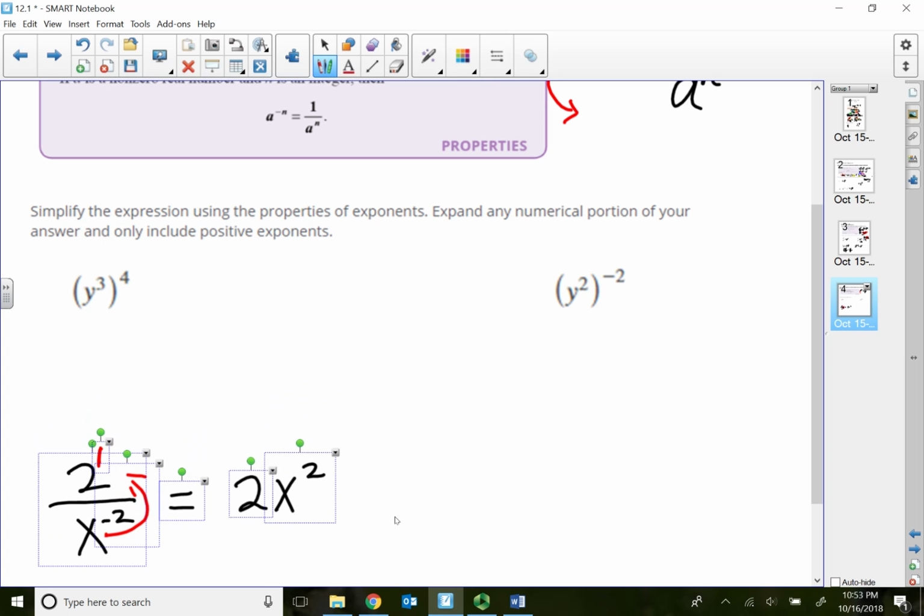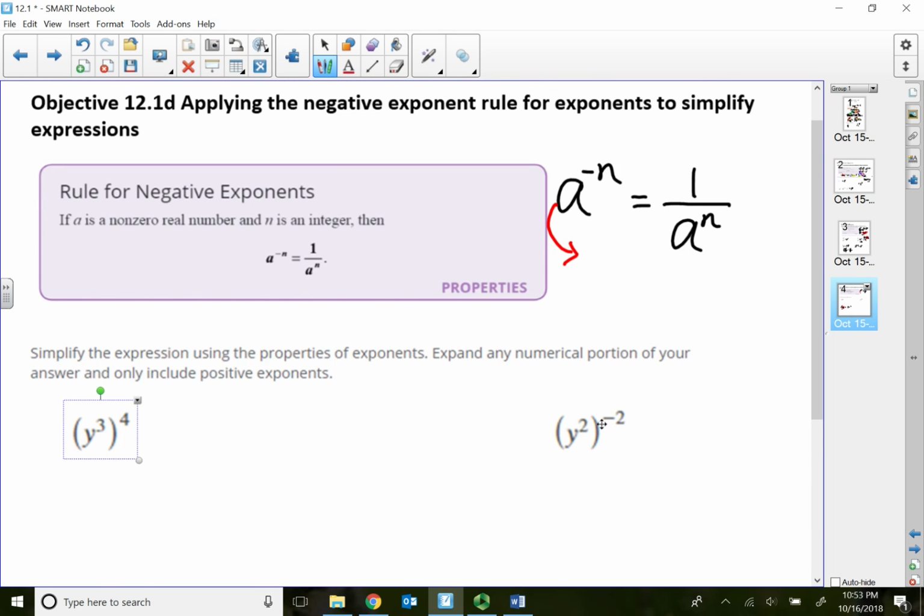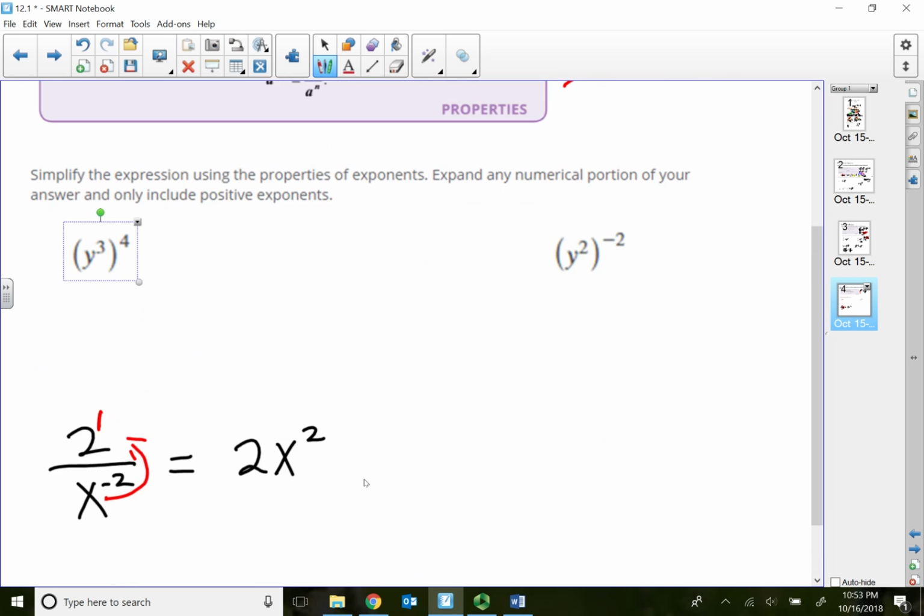I'm going to come back to do these two problems once I introduce something called the power rule. That will conclude this lecture video, and we will come back to do these two problems in a different video. Thank you for watching.